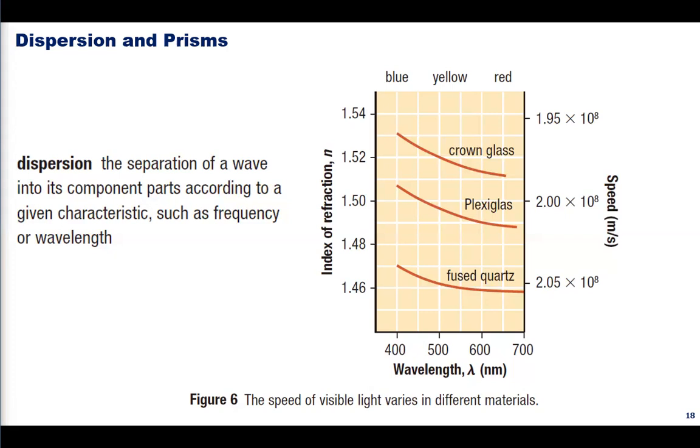The speed of the wave depends on its frequency and wavelength. When the waves enter a new medium, its frequency does not change, but its wavelength does. This means that the speed of the refracted light depends on its wavelength. This dependency of the speed of light on wavelength causes light waves to separate in a phenomenon called dispersion. Here, figure 6 shows the variations of the speed of visible light with wavelengths for 3 materials.